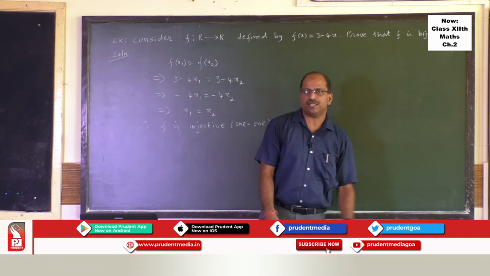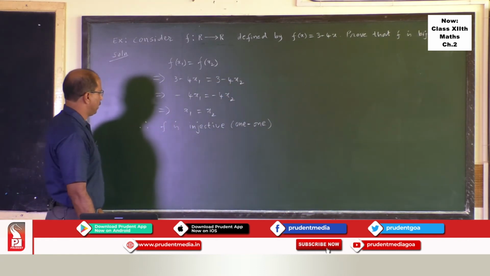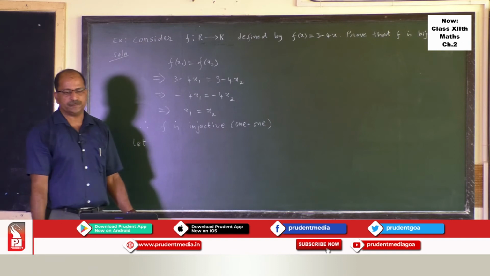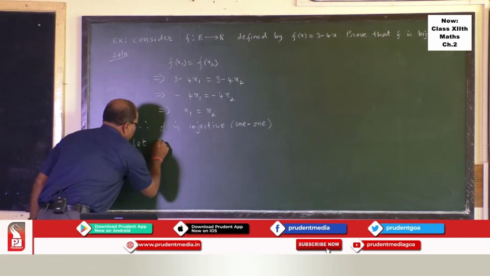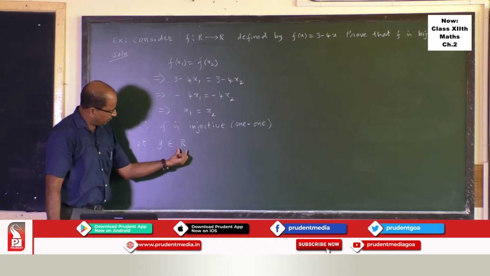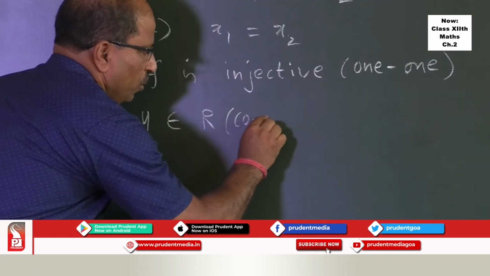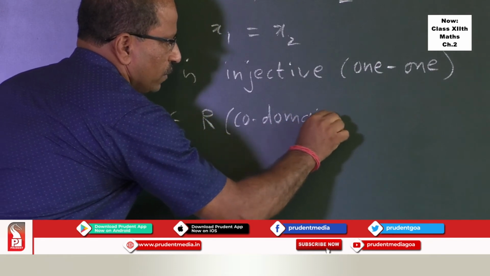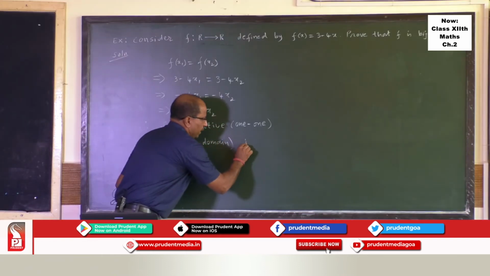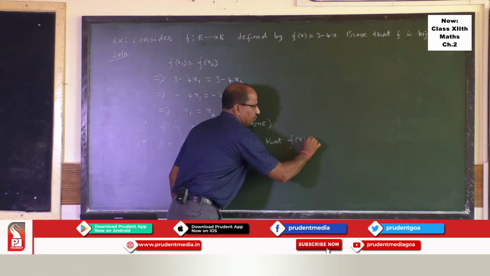Now, what is the meaning of bijective? Function is one-one as well as onto. So, we have proved that the function is injective. Now, let us try and prove the function is onto. Let y belong to the real set, and this real set which I am taking here is the codomain set. Okay? So, I will write here in the bracket, codomain. So, let y belong to the real set, codomain, such that f of x is equal to y.